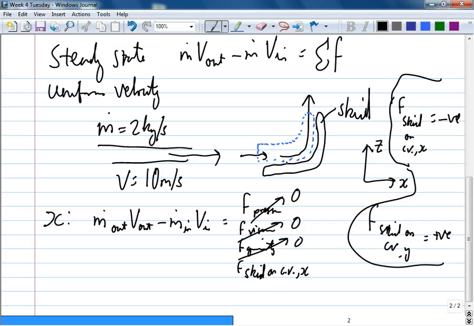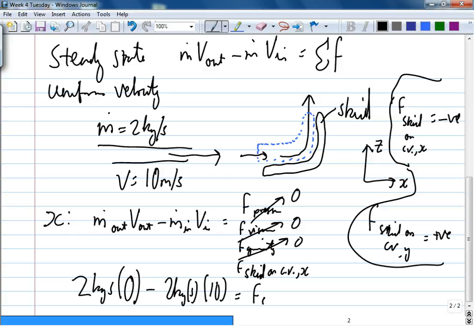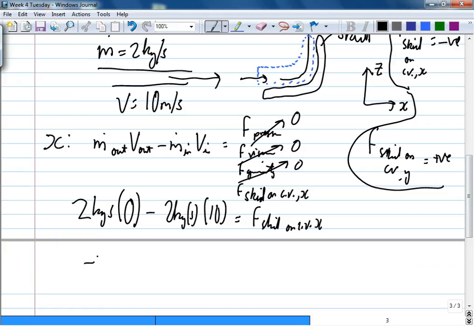So m dot is 2 kilograms per second. V out is what? In the X direction, what's the X component of this velocity? 0. Everybody agree? Minus m dot in, 2 kilograms per second, times V in, 10, equals all this 0 plus F skid on CV in the X. So the answer is minus 20 newtons. Now all agree? The skid will have to push the water 20 newtons backwards.